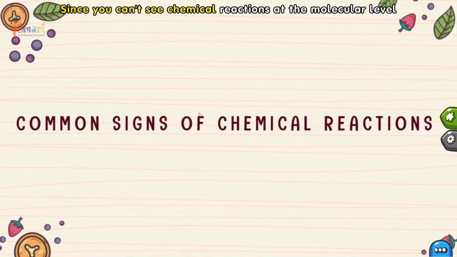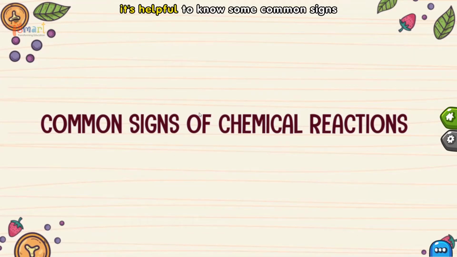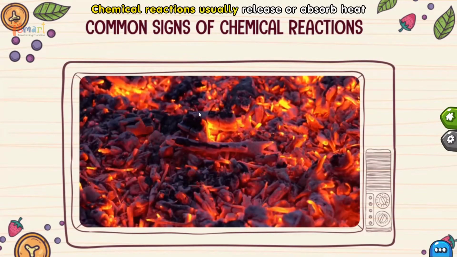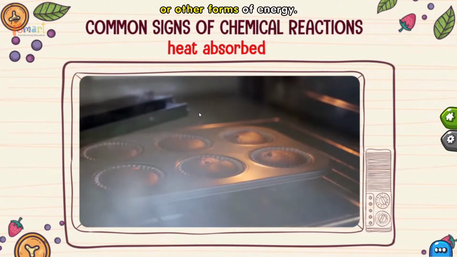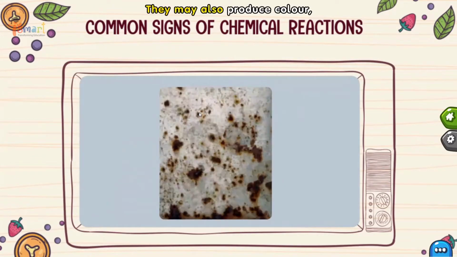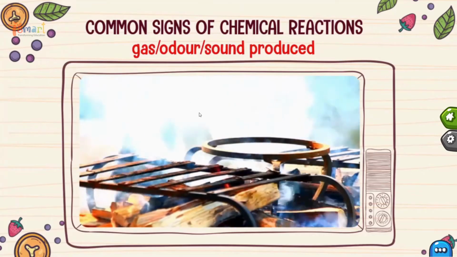Since you can't see chemical reactions at the molecular level with the naked eye, it's helpful to know some common signs that indicate a reaction has occurred. Chemical reactions usually release or absorb heat or other forms of energy. They may also produce color, gas, odor, or sound.